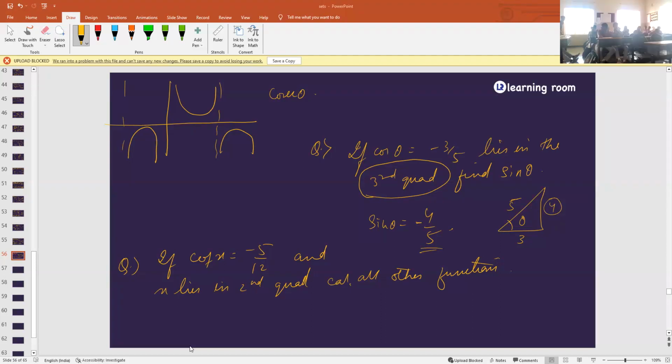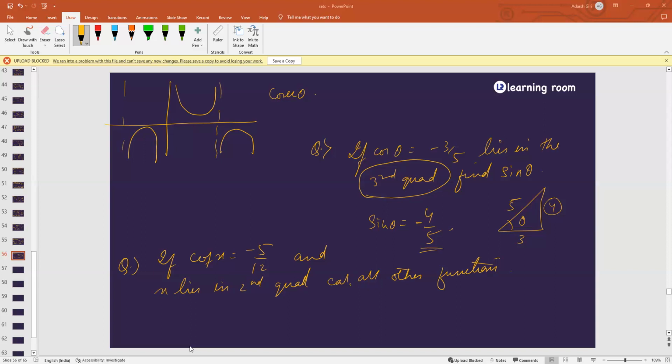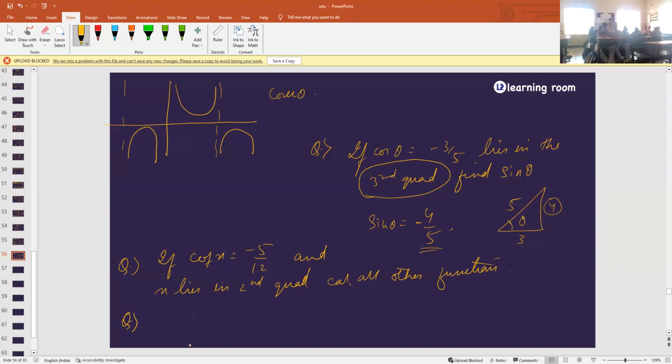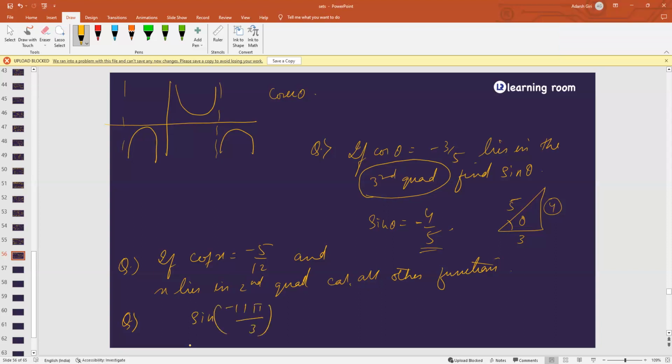Only sine will be positive and cosec will be positive, right? Yes, sir. Good. Tan x is minus 12 by 5, sir. Okay, good. Do one more question. Calculate sine of minus 11 pi by 3. Try to solve this.